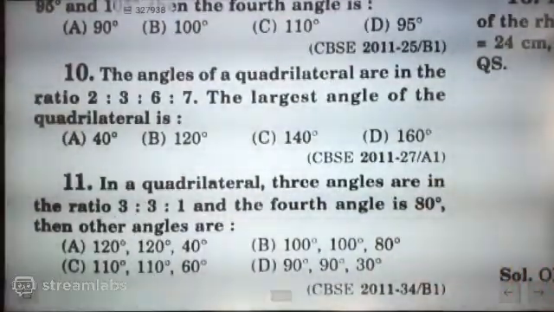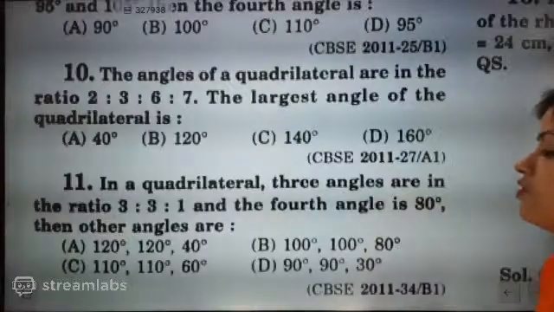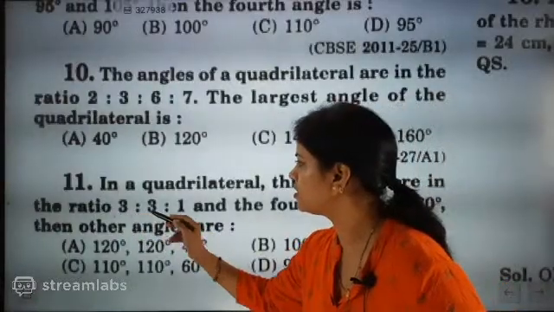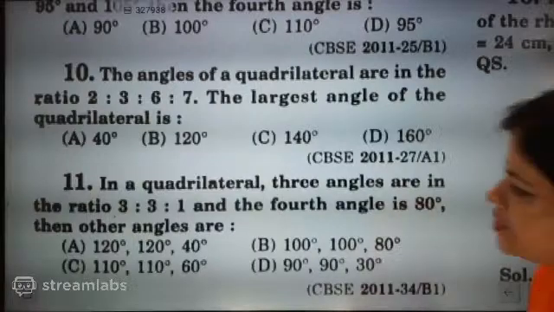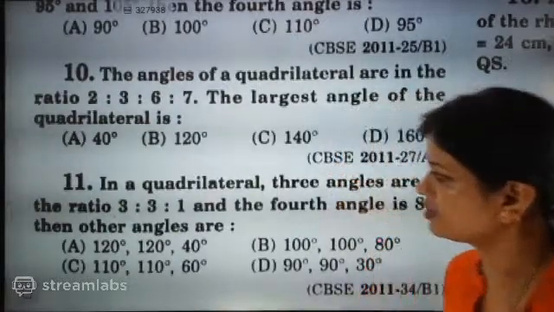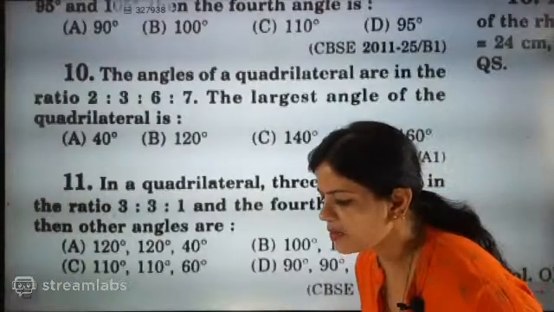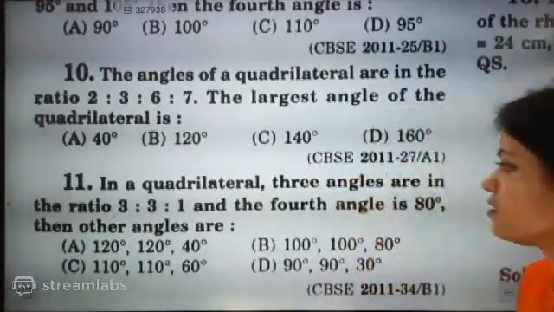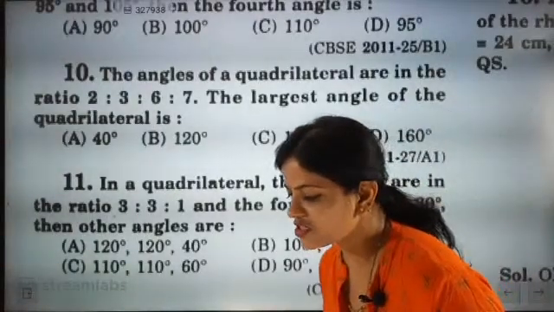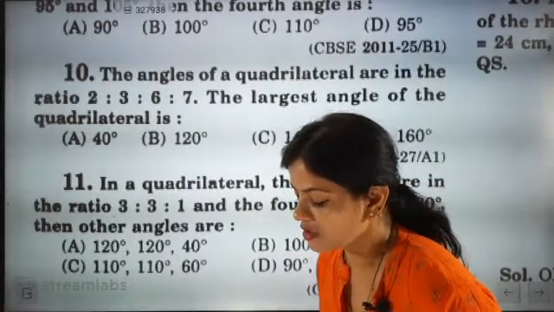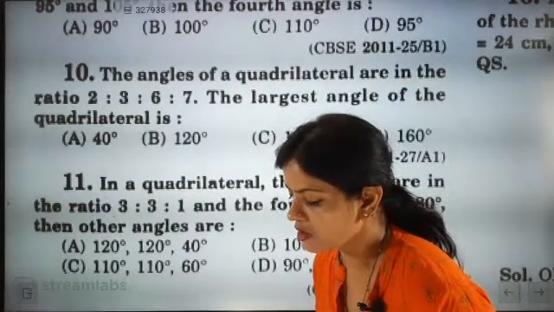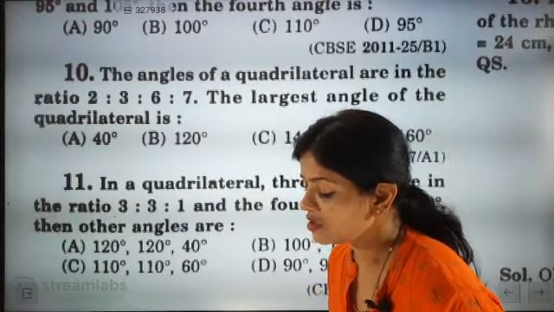In a quadrilateral, 3 angles are in the ratio... Now you have to tell me what this one is. It is looking like 8. What is that, 881 or 331? Can you type and say what that is? My specs are not with me. Please kindly say. It is 8 or 3?